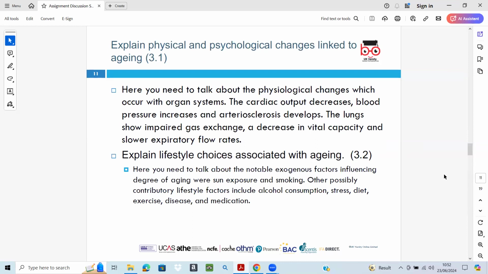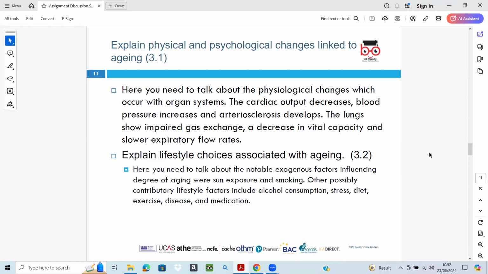Then we have to explain physical and psychological changes linked to aging. That is assessment criteria 3.1. We need to talk about the physiological changes which occur within organ systems. In this criteria 3.1, we need to discuss the physiological changes, for example, the cardiovascular system.